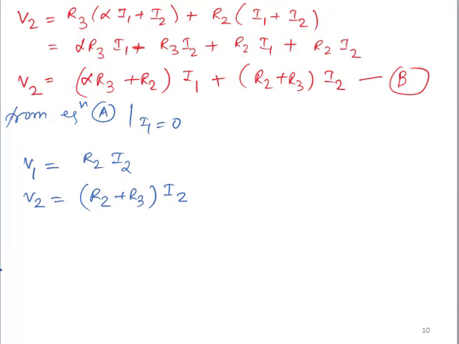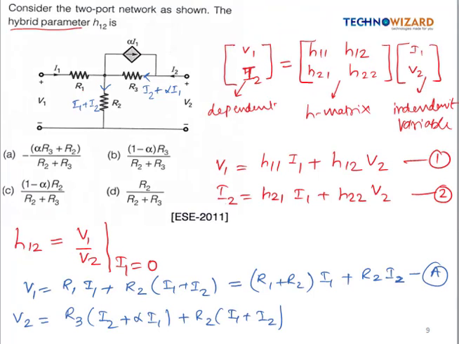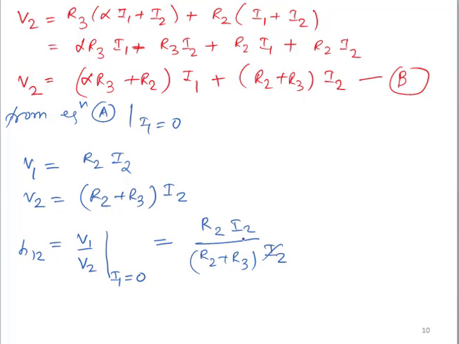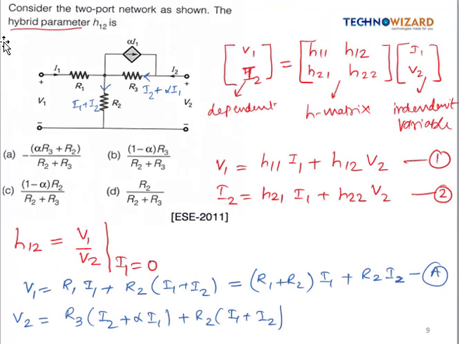So we have to calculate the h parameter h12, right? So h12 is V1 by V2 for current I1 equal to 0. We have calculated that V1 is R2 into I2, divided by R2 plus R3 into I2. So we get the value of h12 as R2 by R2 plus R3. So option D is correct.